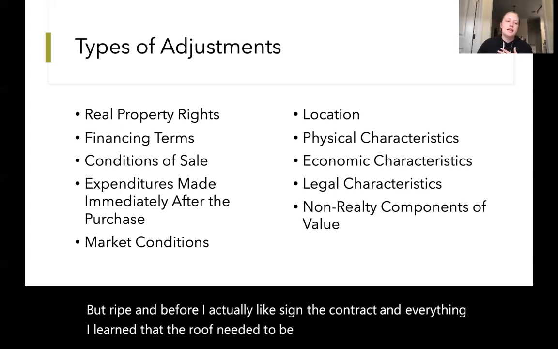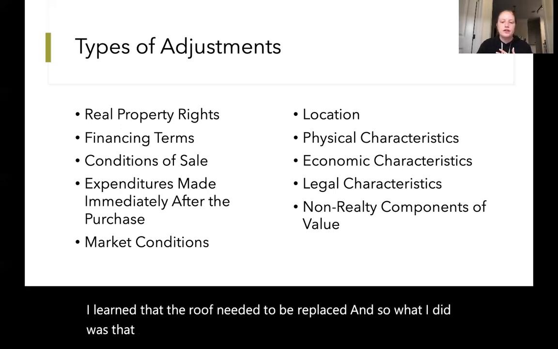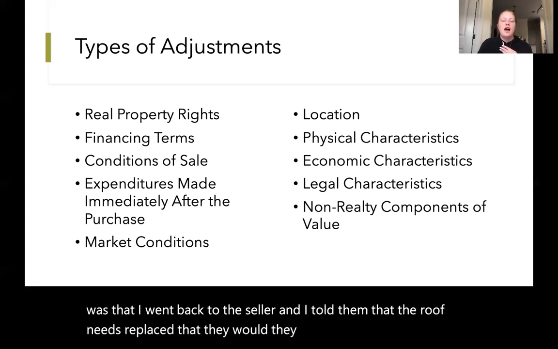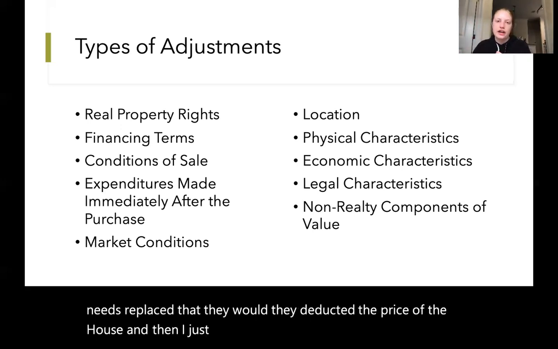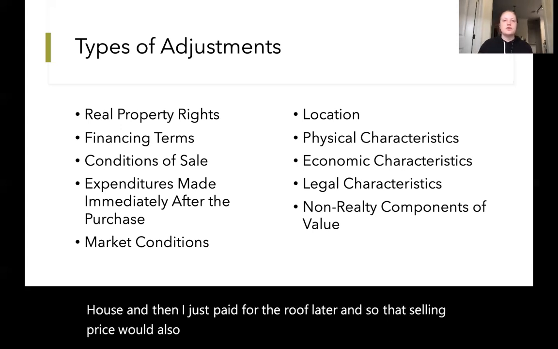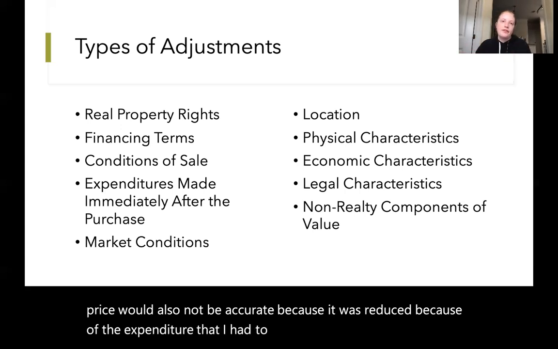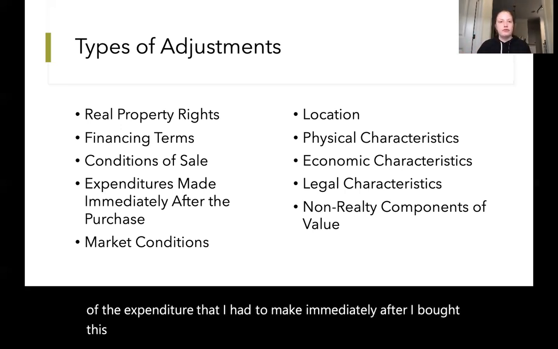And so what I did was I went back to the seller and told them that the roof needed replaced, so they deducted from the price of the house, and then I just paid for the roof later. So that selling price would also not be accurate because it was reduced because of the expenditure that I had to make immediately after I bought this house. I had to buy a whole other roof.